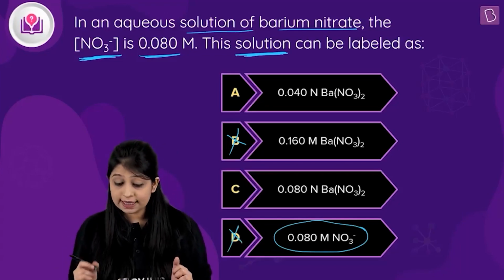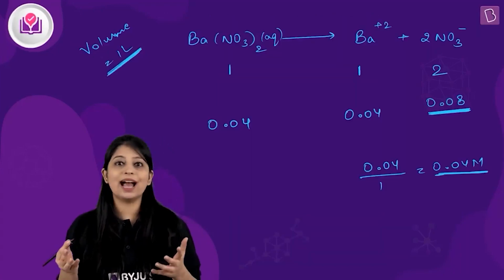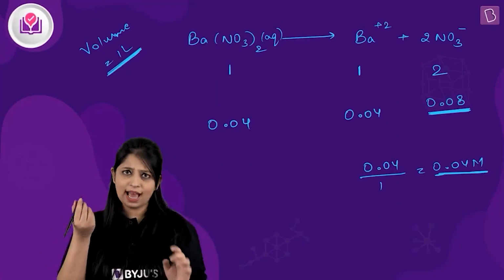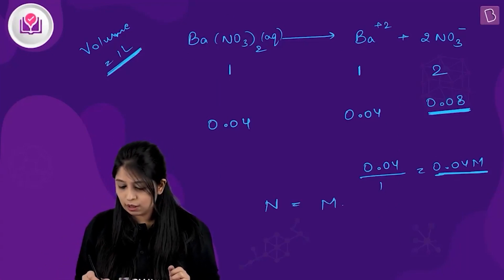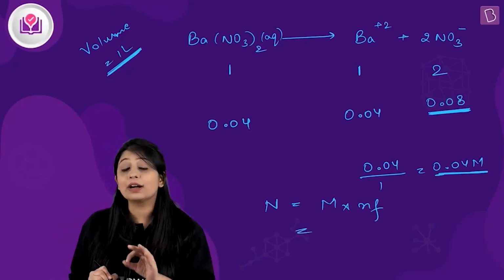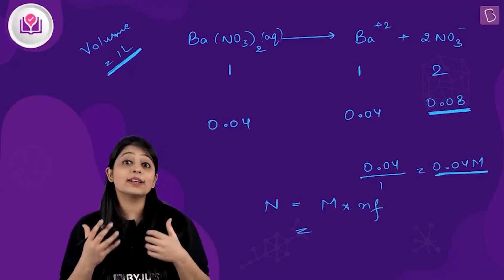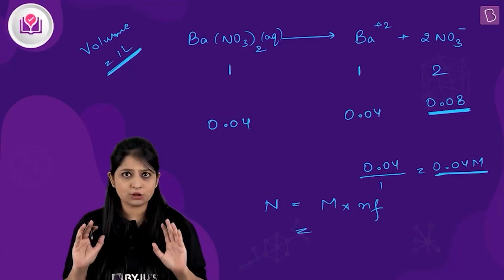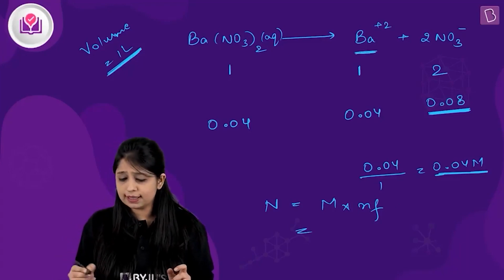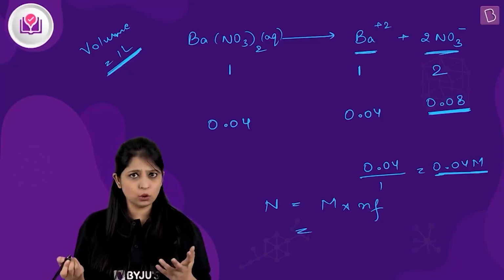Now options A and C are talking about the normality of barium nitrate. However, we have only calculated molarity, right? So let's calculate normality as well. What do we know? We know that normality is equal to molarity into N factor, right? And here we have to find the N factor of a salt. And for a salt, the N factor is equal to the total cationic or total anionic charge. So here we can see that the total cationic or anionic charge is 2, right?